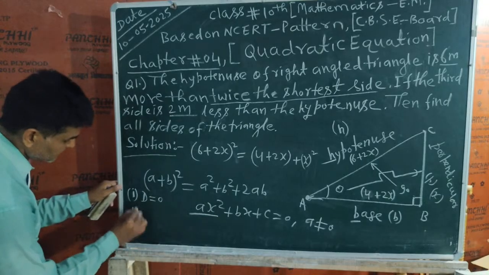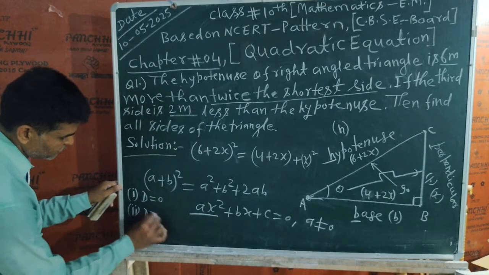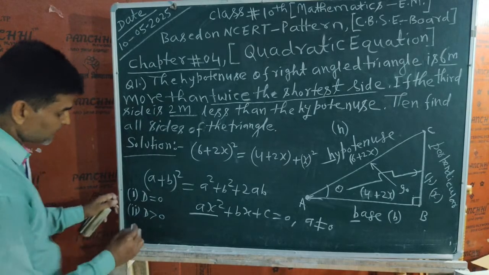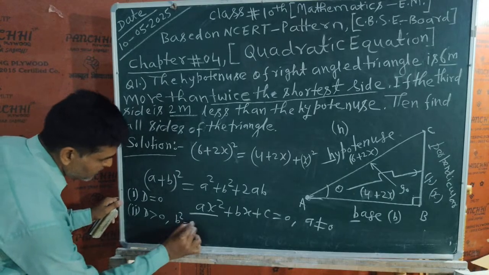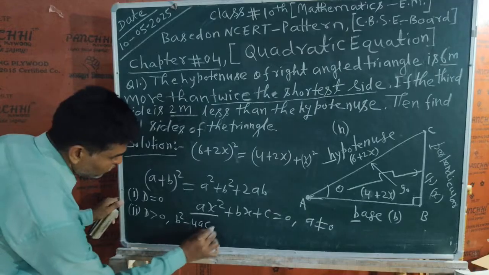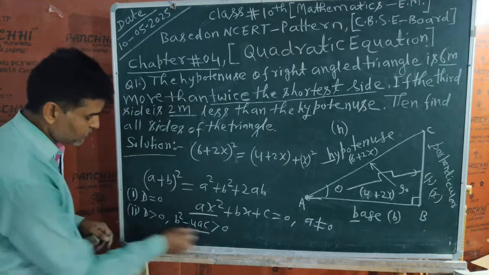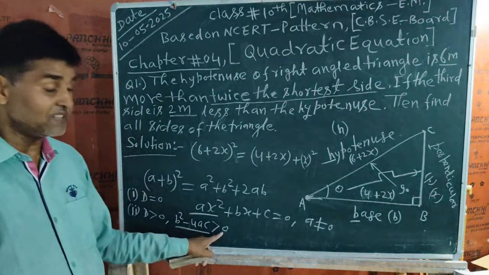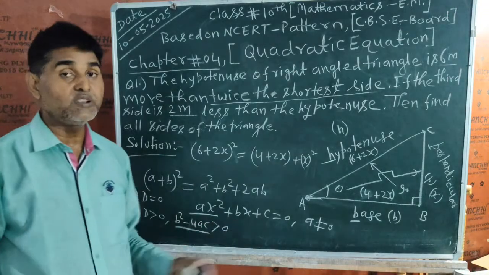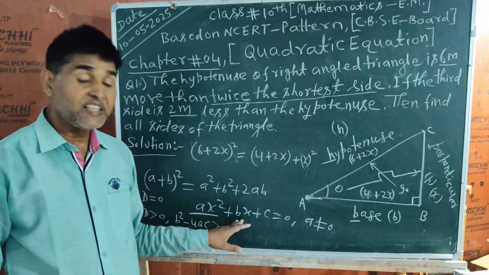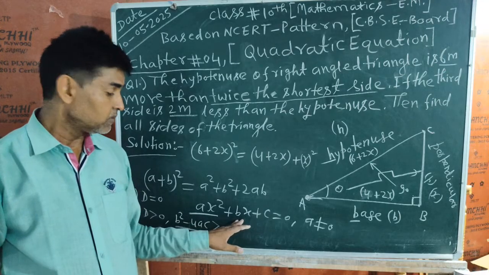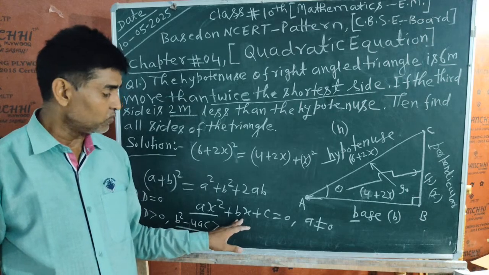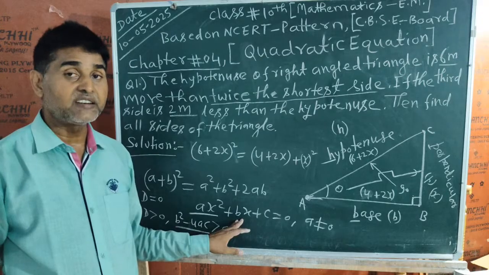But in the second case I also have to explain: if the value of d is greater than 0, the value of d, in other words b square minus 4ac, is greater than 0. If I calculate its value, I will get a positive value, meaning greater than 0. In this case I will solve and get values of x that are distinct and real, meaning both roots will be on the axis. In other words, both roots will intersect the x-axis at different points.